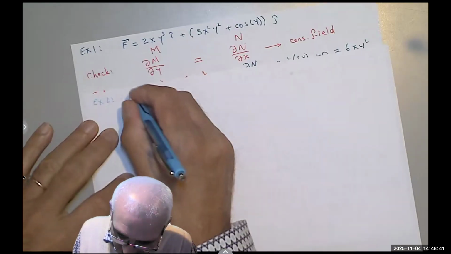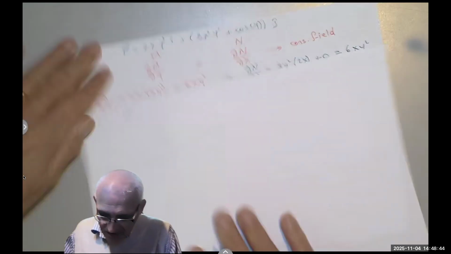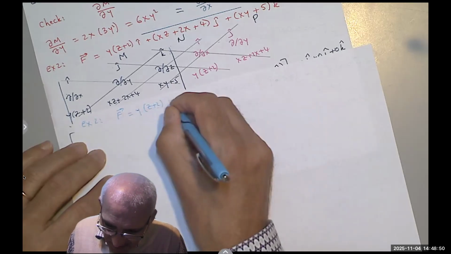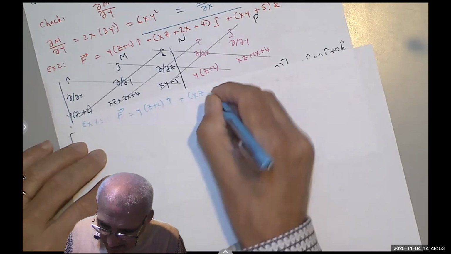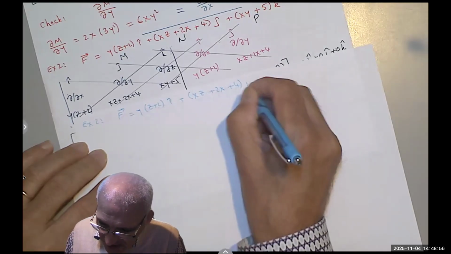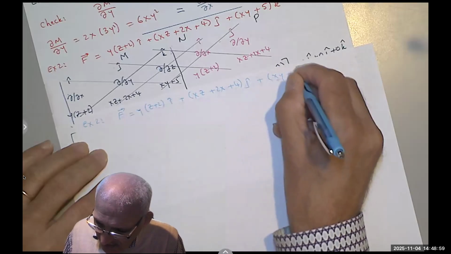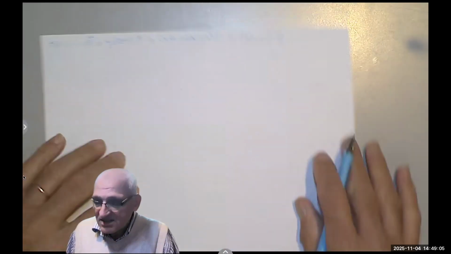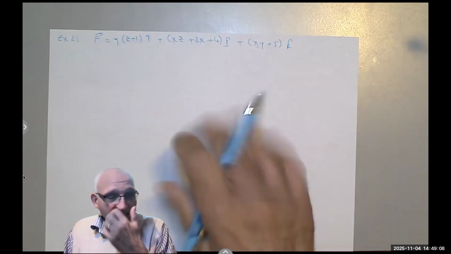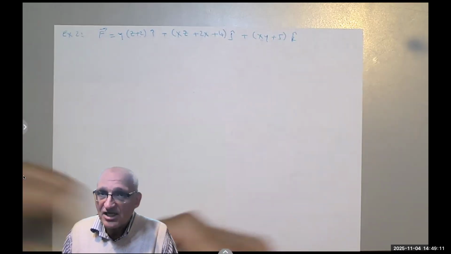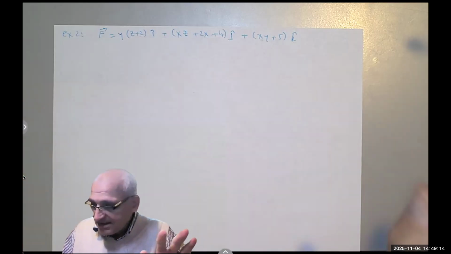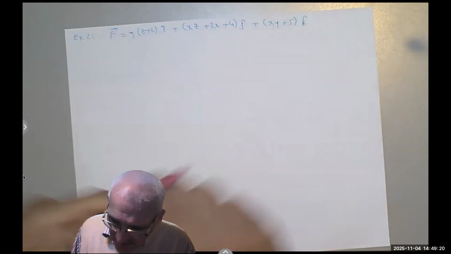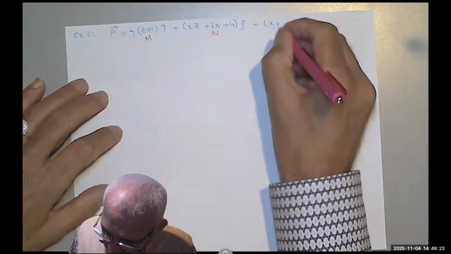I'm going to write f as (yz plus 2) i plus (xz plus 2x plus 4) j plus (xy plus 5) k. We know that it's conservative. Again, I keep repeating myself because I don't want you to assume that the field given to you is conservative without checking. You may get a completely wrong answer if you do that. So this is m, this is n, this is p.